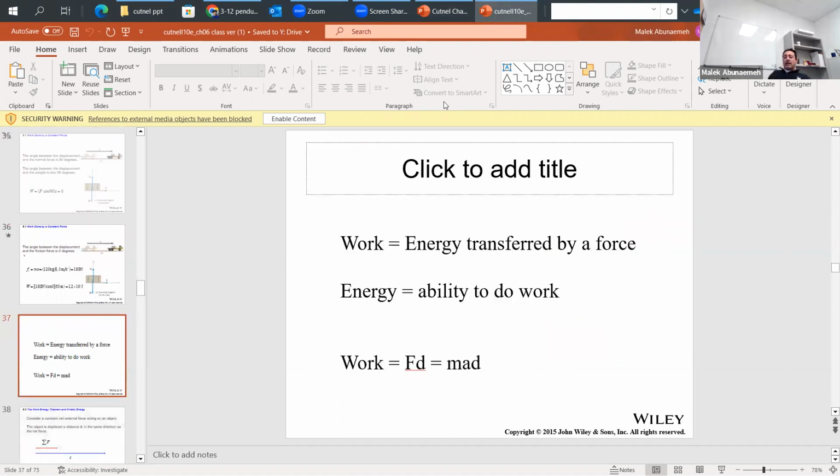So the work is the energy transferred by the force. The energy is the ability to do work, and your work is your force times distance, which is your mass times acceleration times distance.